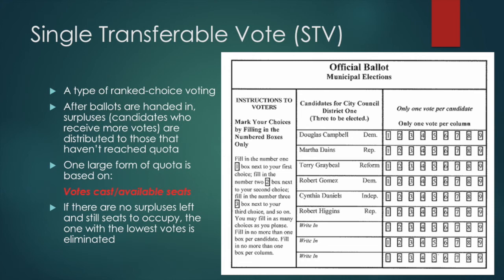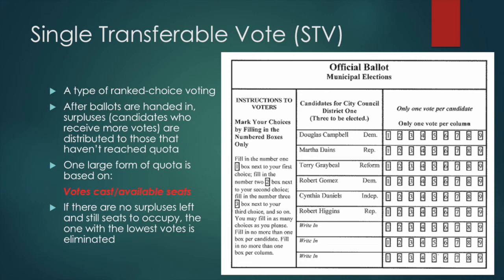So looking at the diagram on the right, let's say there are no write-ins, and there are only 6 candidates running for 4 seats. The quota by vote share percentage would be 100 divided by 4 equals 25%. So if Douglas Campbell receives 50% of the vote, the 25% surplus that he has will be distributed to the other candidates. These surplus ballots will be selected by random. And let's say that after the distributing of the ballots, no candidate reaches the quota of 25% to be guaranteed a spot.